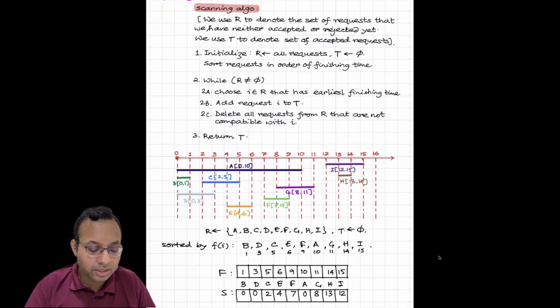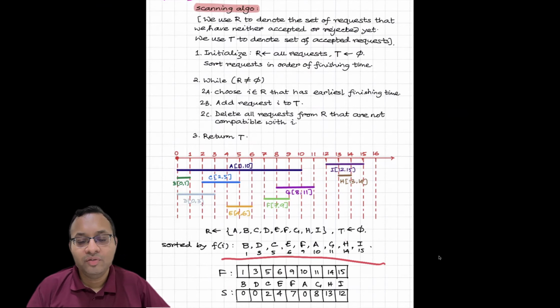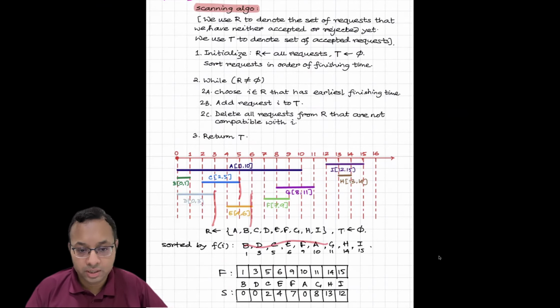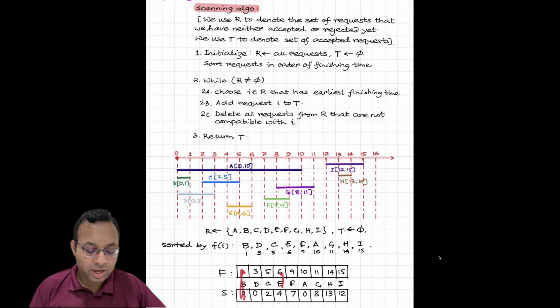Now let's run this algorithm on the example instance that we talked about. So in the beginning, we have R equal to all 9 jobs and T is empty. And we sort the jobs according to their finishing time. So B, D, C is the order because B has finishing time 1. So B finishes first, and then D, then C, then E. This is the order we are getting. So F contains this array of finishing times, and the corresponding values for starting times is S. So 1 was the finishing time, and the starting time for B was 0. This is corresponding. 6 was the finishing time of E, and the starting time is 4.